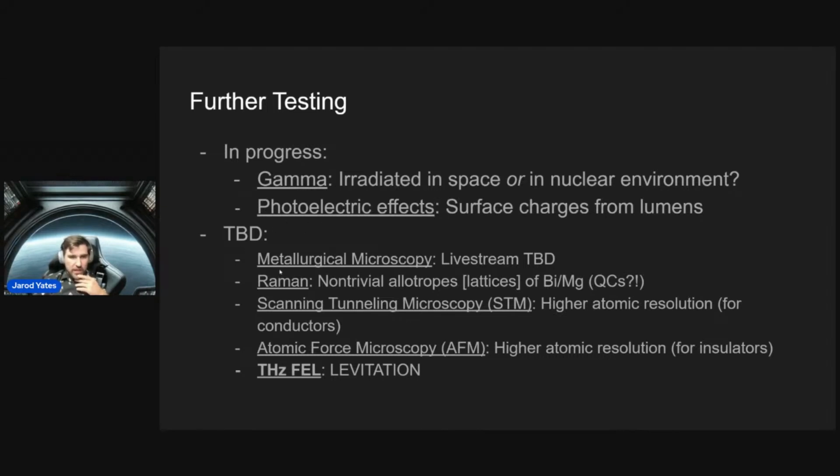Upcoming tests. Like I said, I'm going to try to live stream the metallurgical microscopy here in November. A really important test is the Raman spectroscopy. That'll show us if potentially there's any quasicrystals in there. We want to do some scanning tunneling microscopy, which is going to show us really high resolution if it's a conductor. And then for the parts of it that are not conductive, for the insulative parts, we're going to do some atomic force microscopy.